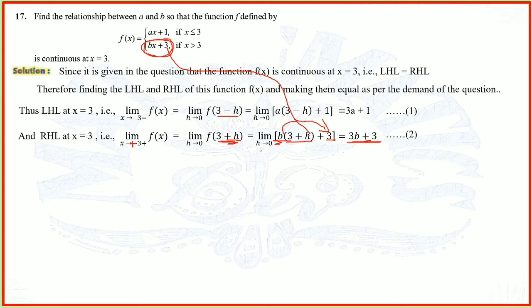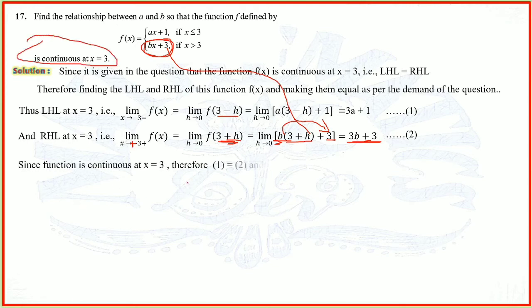Now since the function is continuous at x equal to 3, the left hand limit, equation number 1, must be equal to the right hand limit. Therefore 3a plus 1 equals 3b plus 3. 3a plus 1 is equal to 3b plus 3.